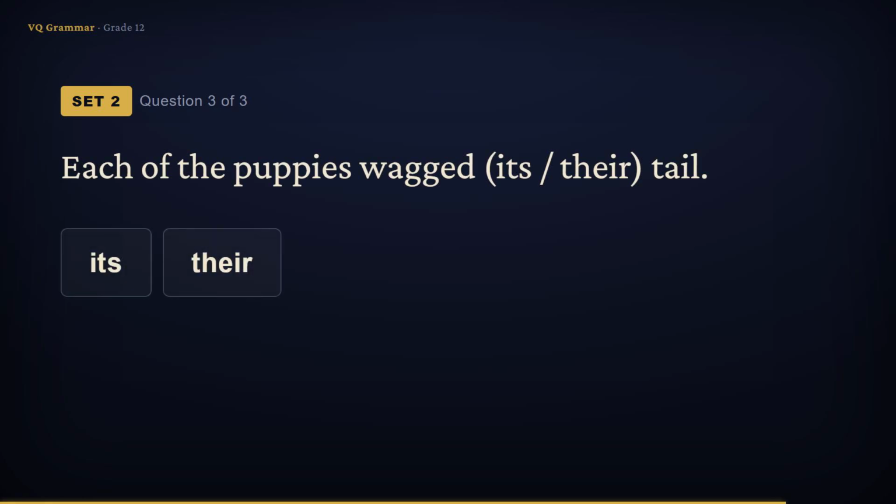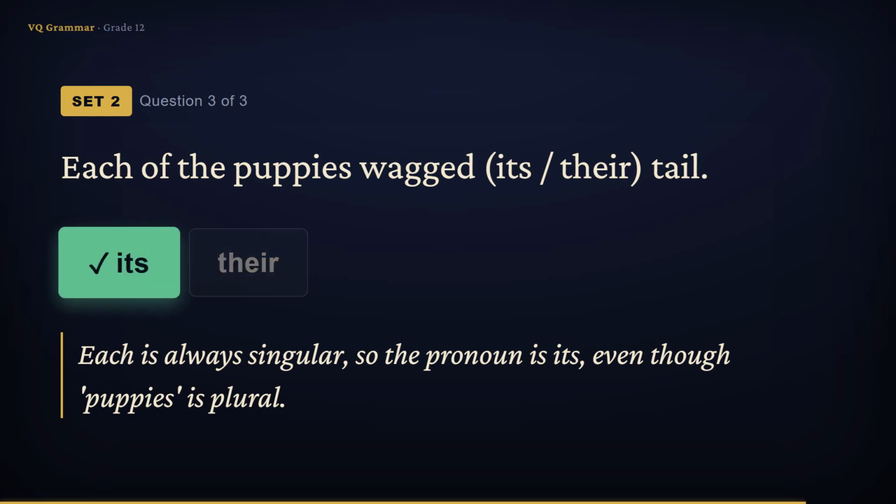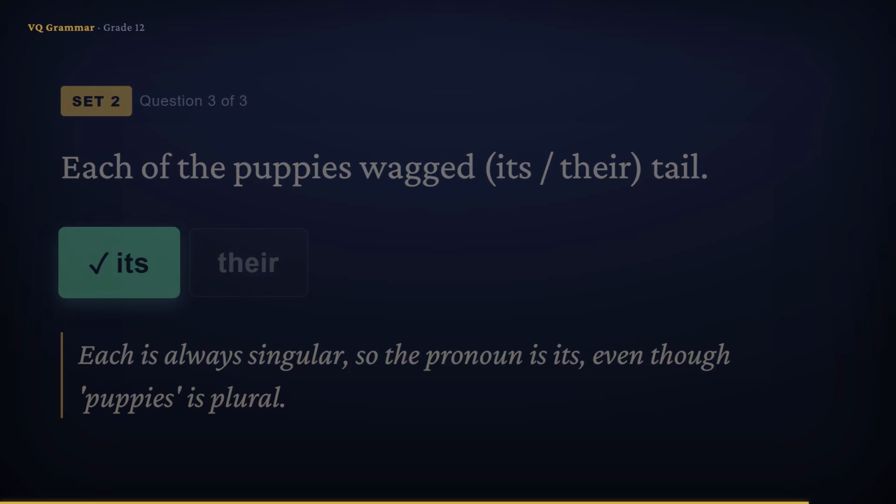Each of the puppies wagged blank tail. Its or their. Puppies is plural and tempting, but each is the antecedent, and each is always singular, so the pronoun is its. Each of the puppies wagged its tail.